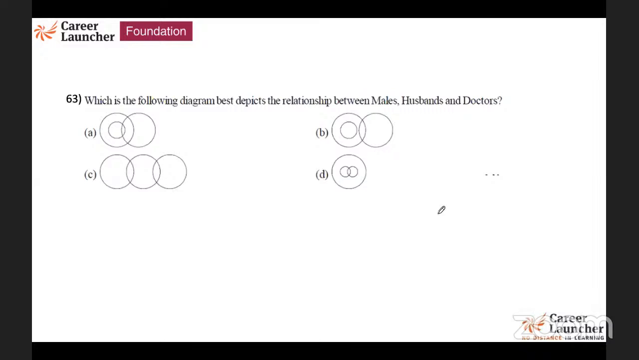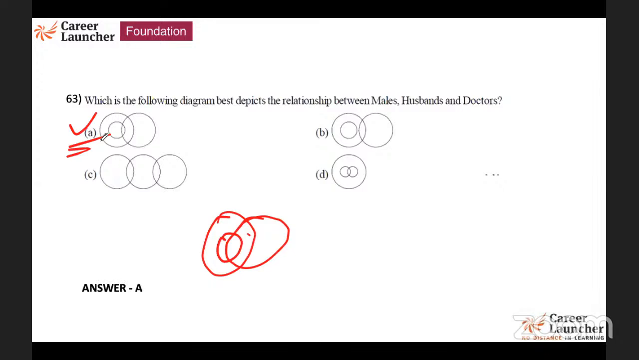What about this? Which of the following diagrams best depicts the relation between males, husbands, and doctors? Males, husbands. So husbands typically are males, and doctors could be anywhere in between. Hence the answer. Now you can say that, sir, with the gay marriage law, a girl can be a husband also, kind of a statement you can make, but don't make that. We will still not discuss those things yet in the exams at least.